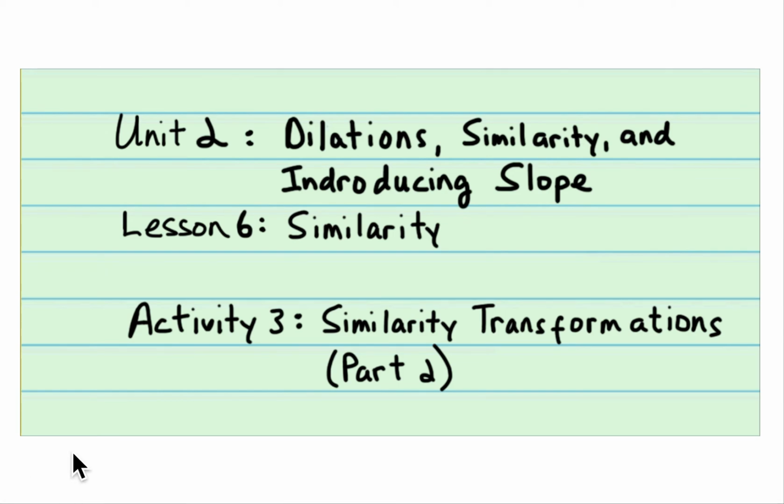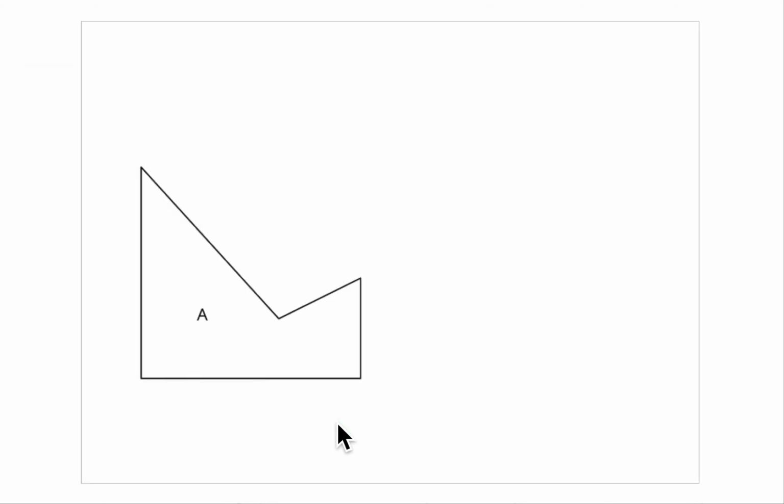This is activity 3, lesson 6 on similarity, activity 3, similarity transformations. And this is part 2. This is more practice on transforming, with a sequence of transformations, either translating, reflecting, or rotating, and also sometimes combined with a dilation to move this image around.